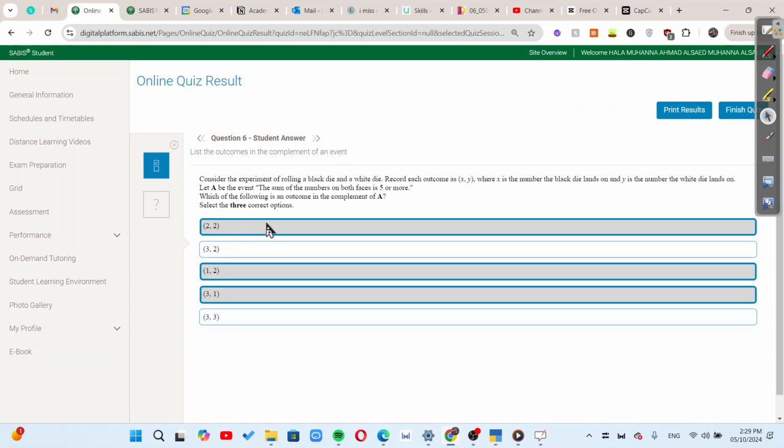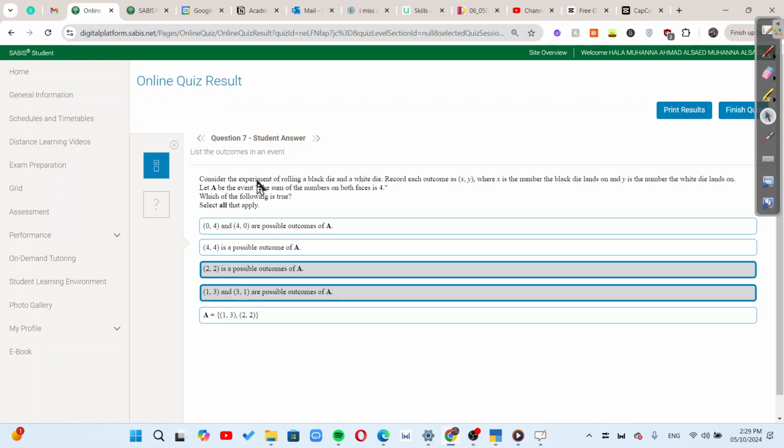2 plus 2 is 4, so it's correct. 3 plus 2 is 5, so it's definitely wrong because you can't have 5 or more. 1 plus 2 is 3, less than 5. 3 plus 1 is 4, less than 5. 3 plus 3 is 6, which is bigger than 5. So these are your only three correct answers.